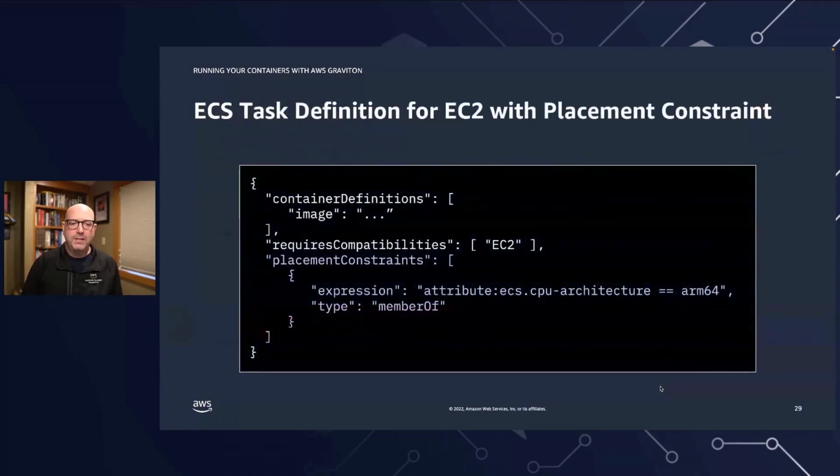Let's take a look here at an ECS task definition that runs on EC2 with a placement constraint. If your image is architecture independent, you may not need this. But if you're planning on running your application or your service exclusively on Graviton, you may want a placement constraint that looks a little bit like this. Here we are looking for an attribute set by the ECS agent called CPU architecture, and we're making sure that it matches the value ARM64. By setting this in your task definition, ECS will make sure to launch this task only on an ARM64 or Graviton instance.